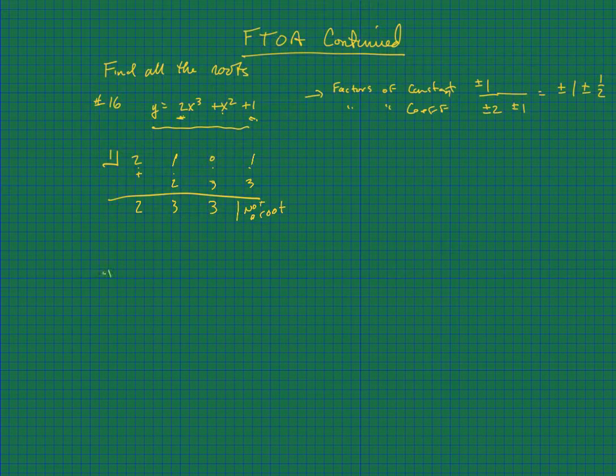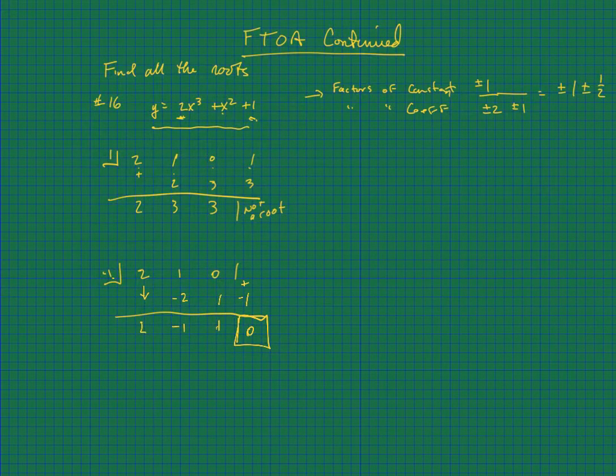So again, let's try negative 1. As I do my synthetic division, I add 2 down. 2 times negative 1 is going to be negative 2, negative 2 plus 1 is going to be negative 1. Negative 1 times negative 1 is going to be 1. And of course, 0 plus 1 is 1. And then doing my multiplication again, I get negative 1. And then 1 plus negative 1 is going to give me a 0. So yes, negative 1 is going to be one of my roots. That leaves behind 2x squared minus x plus 1.